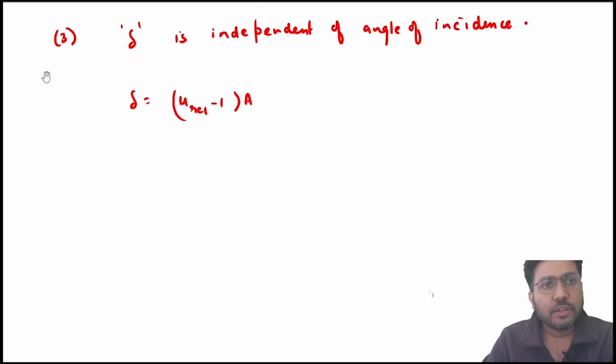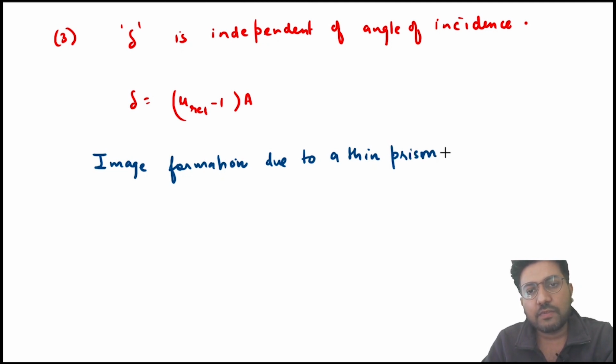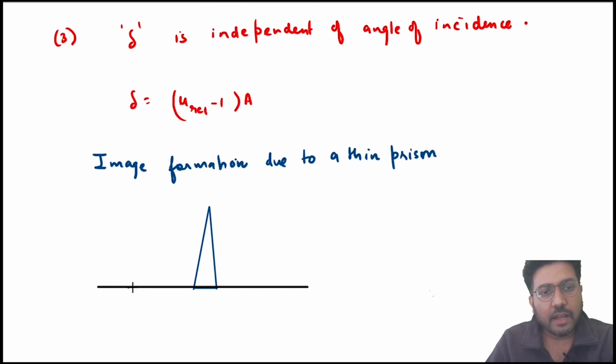This is very important. So here, if you write image formation due to a thin prism, this point will be very useful. You will see that this point is very important, that is the angle of deviation is independent of the angle of incidence. So suppose this is the thin prism and suppose this is the object which is placed here, right? Okay, now let us draw two rays.